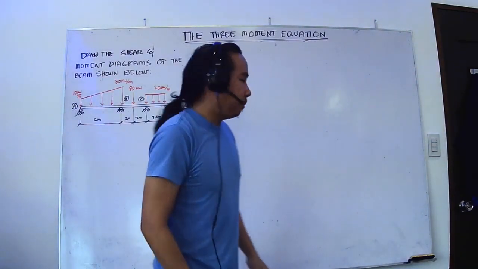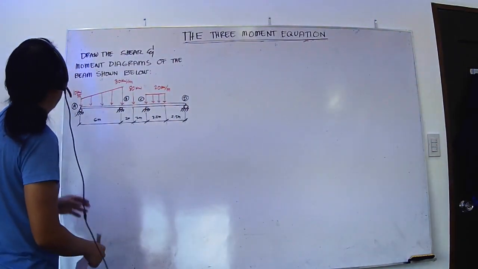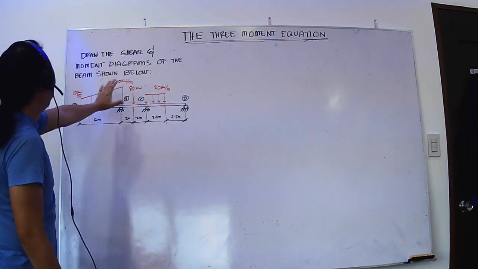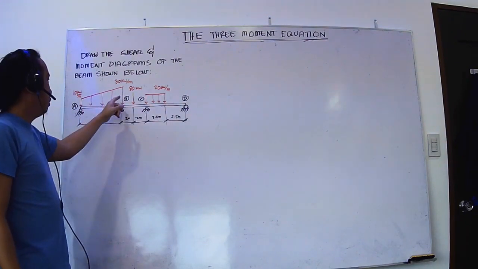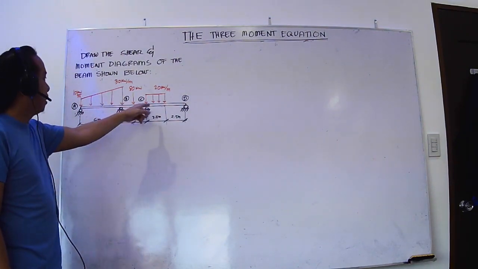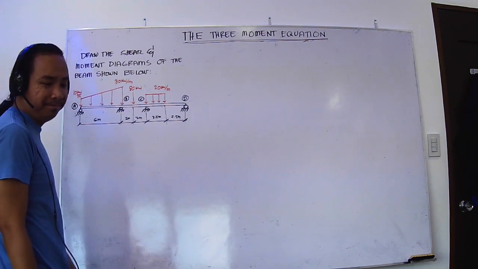Okay, so we have another example here: draw the shear and moment diagrams of the beam shown here. We have a trapezoidal loading, a point load, and also a partially distributed uniform load.